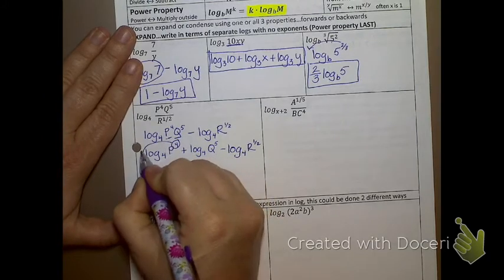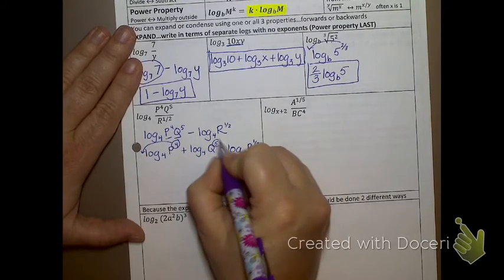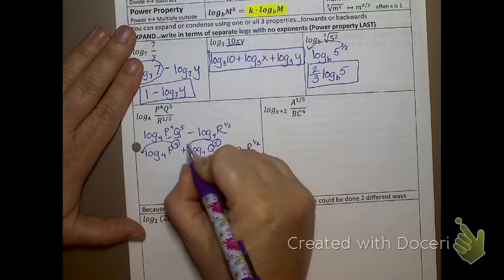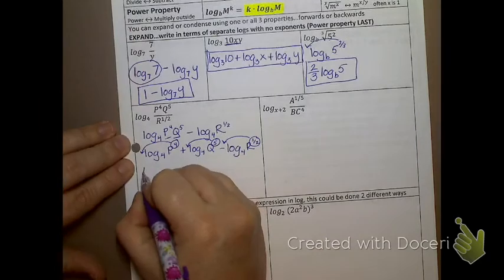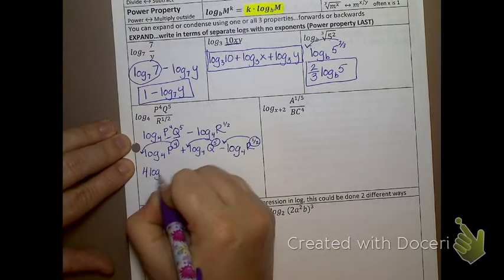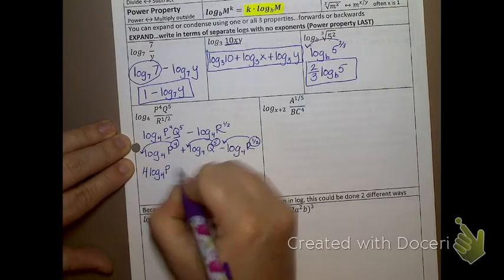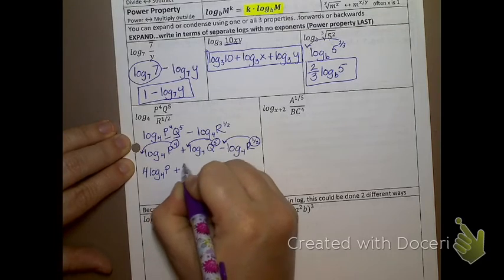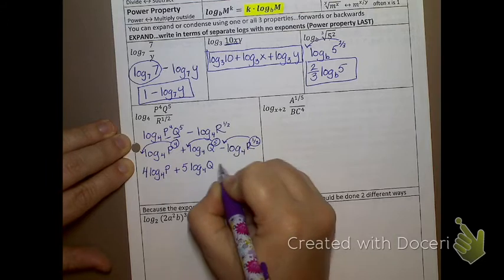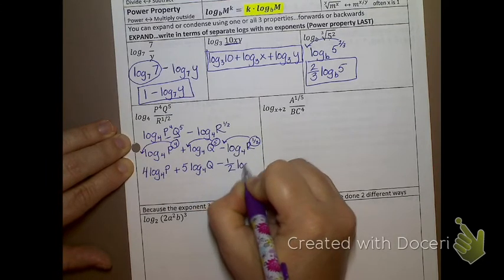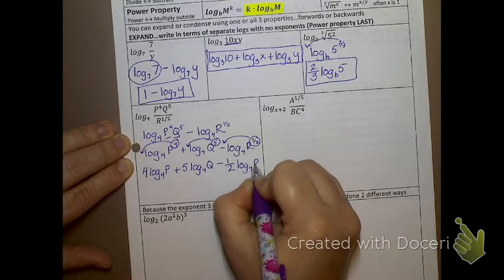Bump them to the front, right? So each one of these has to have that exponent bumped to the front of that term. So I have 4 log base 4 of p plus 5 log base 4 of q minus 1/2 log base 4 of r.